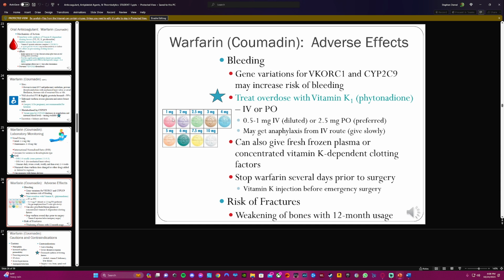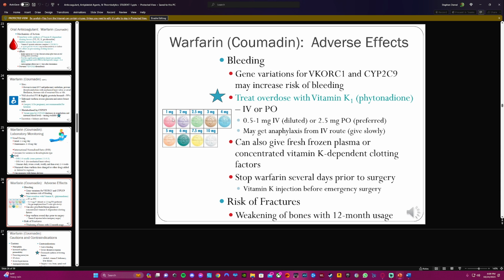You can treat an overdose of warfarin with vitamin K, IV or orally: 0.5 to 1 milligram IV diluted, or 2.5 milligrams orally preferred. You may get anaphylaxis from the IV route, so give it slowly. You can also give fresh frozen plasma or concentrated vitamin K dependent clotting factors. You want to stop warfarin several days prior to surgery, with vitamin K injections before emergency surgery. Risk of fractures.